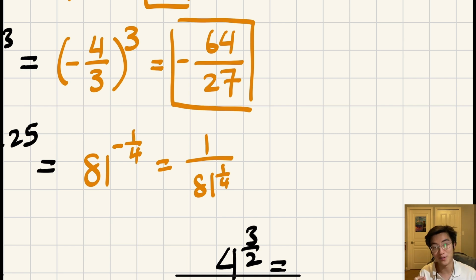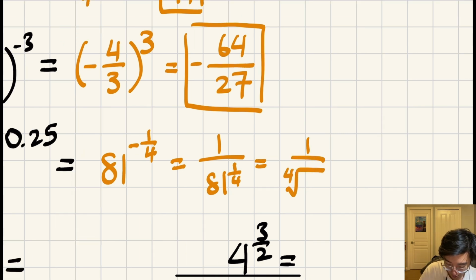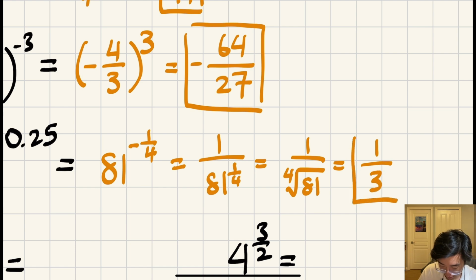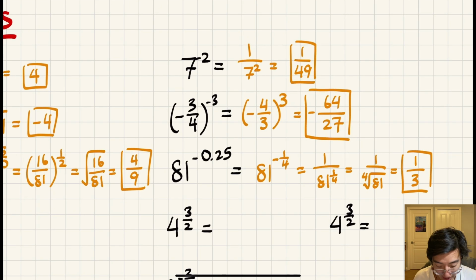All it is, is the 4th root of 81. So 1 over the 4th root of 81. What number multiplied by itself 4 times gets to 81? Well, we have 3. So 1 over 3. Again, it looks complicated: 81 to the power of negative 0.25. What is that? Well, it's just 1 over 3. So again, it's not too bad.